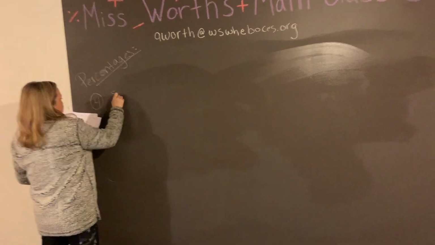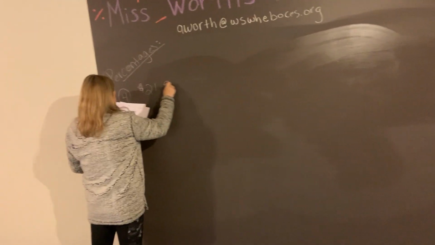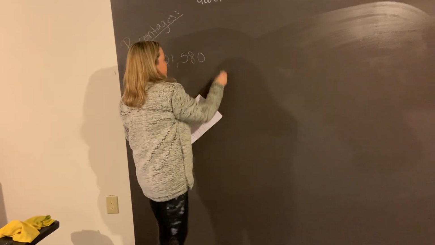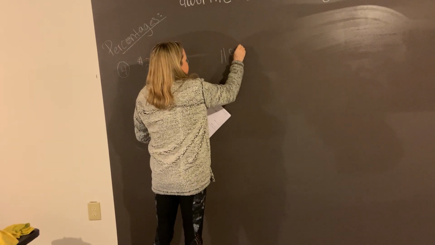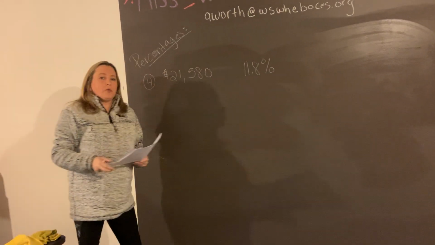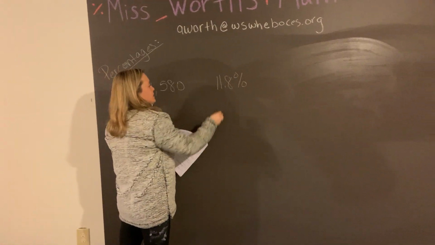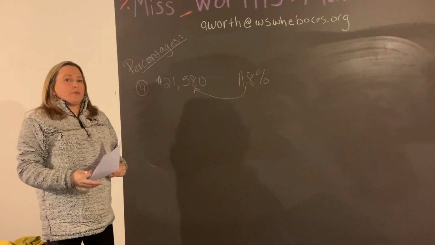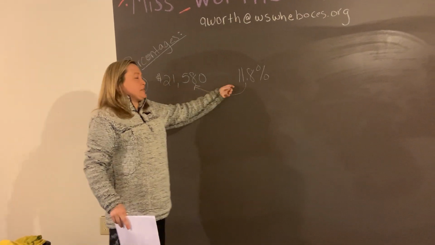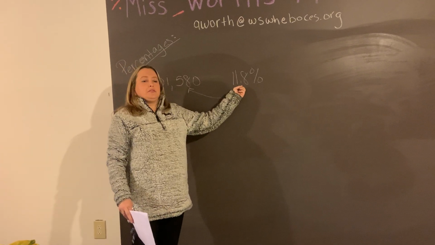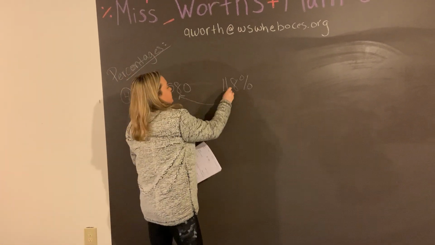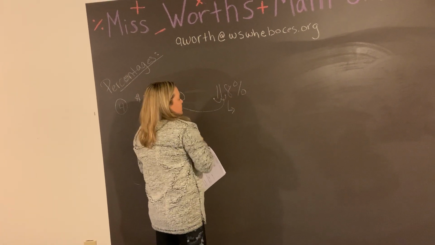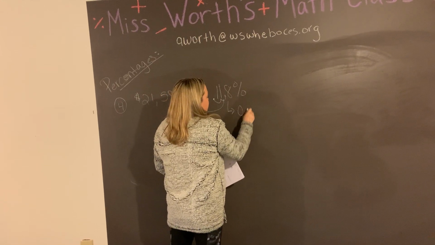we know that we make $21,580 a year. Okay? And we are putting away 11.8%. So what we really need to do is figure out what 11.8% of this number is. In order to figure out 11.8% of this number, we have to change that percent to a what? To a decimal and multiply. So, to the left. When I change that to a decimal, I have 0.118.